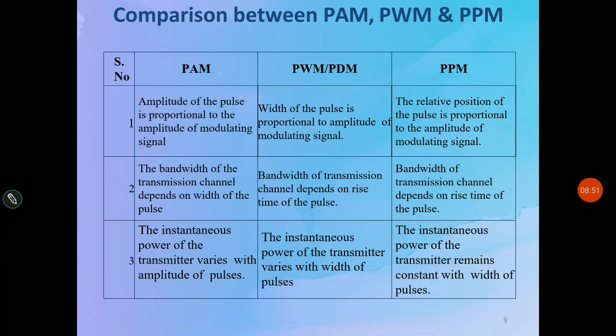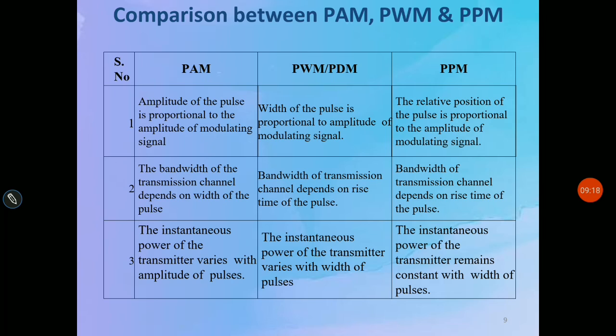So this is the comparison table between PAM, PWM and PPM. In the first point, in PAM the amplitude of the pulse is proportional to the amplitude of the modulating signal. In PWM, the width of the pulse is proportional to the amplitude of the modulating signal, and in PPM, the relative position of the pulse is proportional to the amplitude of the modulating signal.